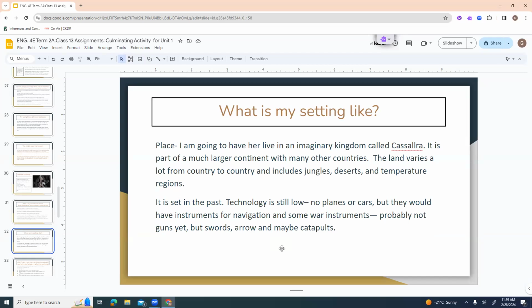My story is going to be set in the past. Okay. Technology is still low. There's no planes or cars, but they would have instruments for navigation, like for boating and stuff, telescopes. I'm not sure what all. I'd have to look up what other navigation tools they would have. War instruments. I don't think they would have guns yet, but maybe swords, arrows, maybe some catapults. Not sure what else would work.